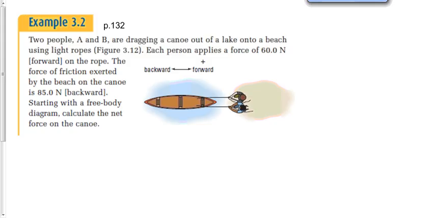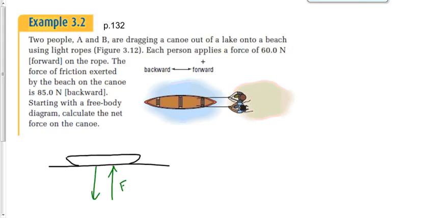So if this is the canoe, I know it's not a very good looking canoe, but if this is the canoe, first of all, we'd have a normal force and a force of gravity acting on that canoe. We don't actually know what the value of those forces are, so we can't draw them to any particular length, but we do know that they're equal to each other, so we can draw them the same length.